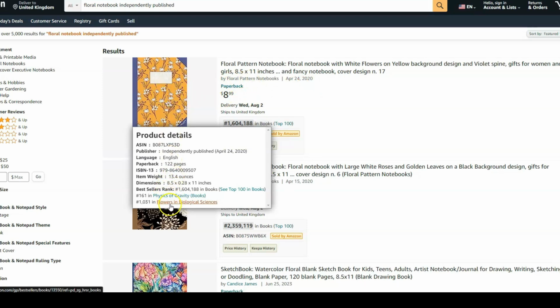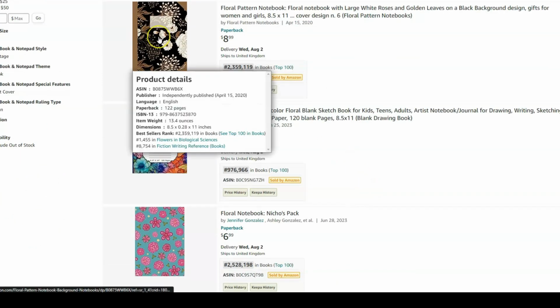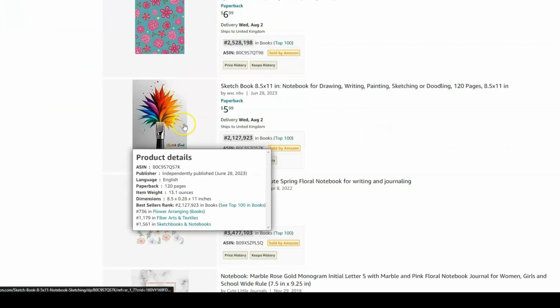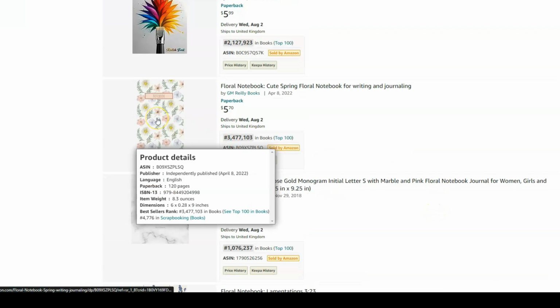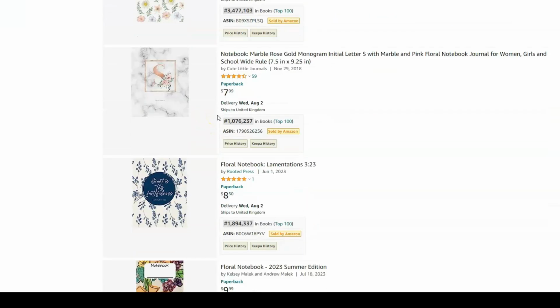Physics of gravity, flowers in biological sciences. So I think we could use flowers in biological science, or we could have a look at what else is there. Flower arranging. Our book is not about flower arranging, so I wouldn't put it in that. I would make sure that your category is very specific to your book. And if you can't find a specific category, and in this case, I think because we've used a floral cover, I don't think it's appropriate to put it under gardening or flowers or anything like that, because it's not a gardening book, it's a notebook.